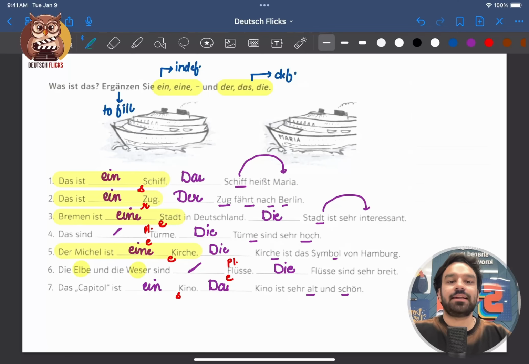So for negating these sentences, all I have to do is append the letter K. Das ist kein Schiff. Das ist kein Zug. Bremen ist keine Stadt. Der Michel ist keine Kirche. These are the answers. And that's it. Now you know how definite, indefinite, and negative articles work in German, including plurals. Now, in the next video, I'll teach you tricks to determine the correct article without memorizing every single word.